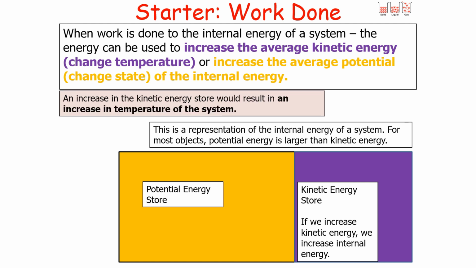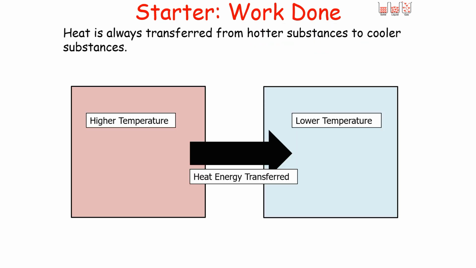Now an increase in the kinetic energy store of the internal energy would result in an increase in the temperature of the system, whilst a decrease in kinetic energy store would result in a decrease in temperature of the system. Now it's important to note that heat is always transferred from hotter substances to cooler substances. So heat energy is transferred from higher temperatures to lower temperatures. So the direction of work done is from an area of high temperature to an area of low temperature.